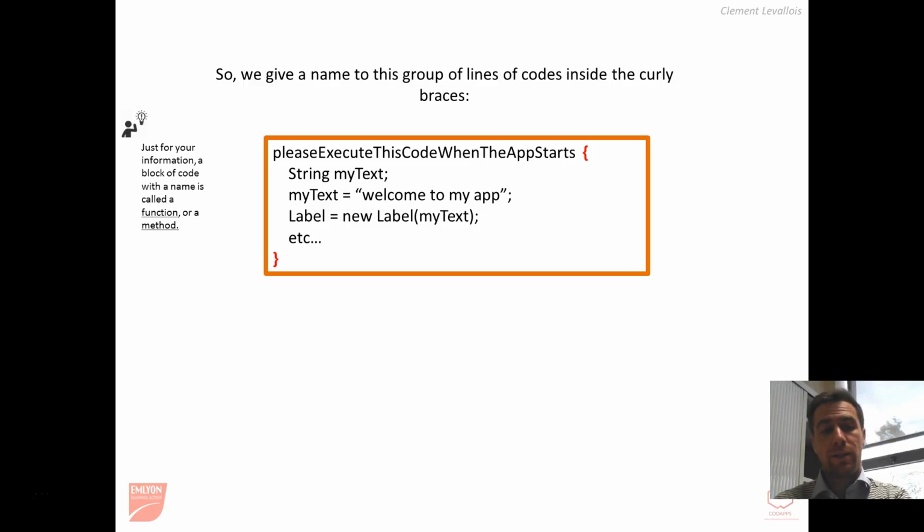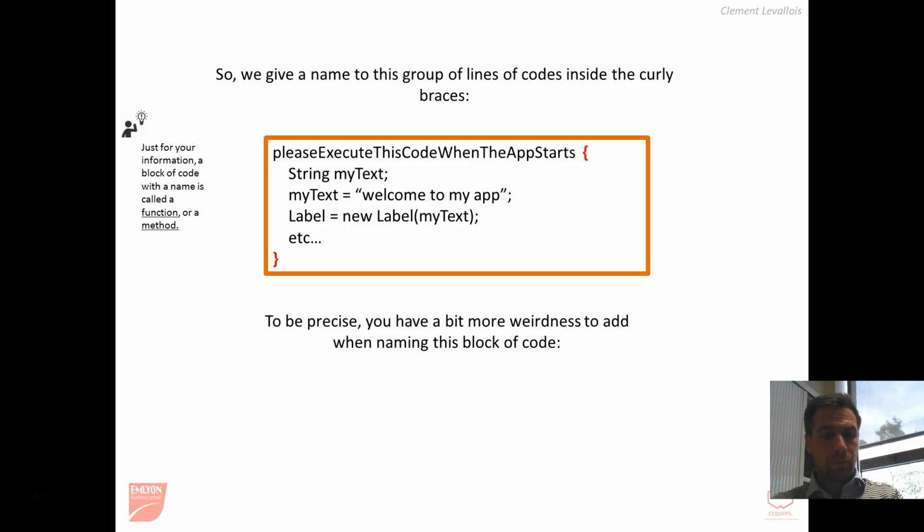Actually, in Codename One, this function exists, but they called it start. It's a bit shorter than "please execute this code when the app starts." So that's basically it, right? That's where the code that you write should go. It should go between curly braces, and before the opening curly brace you have a name given to this block of lines. That's the basic logic.